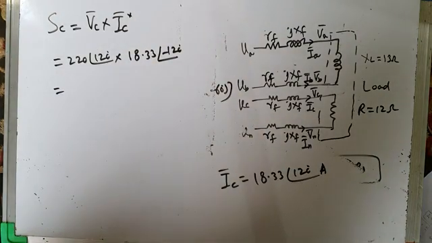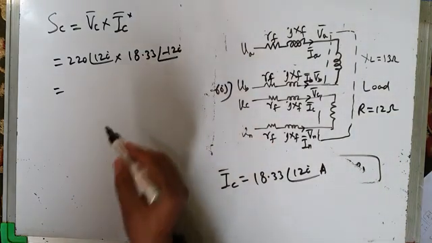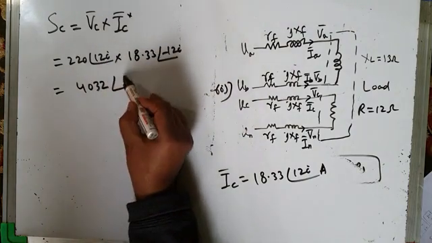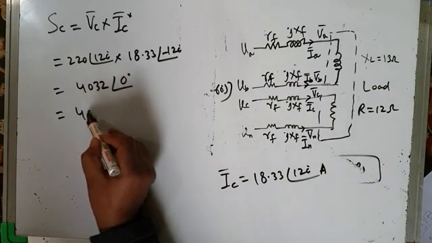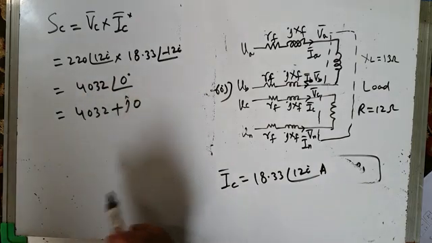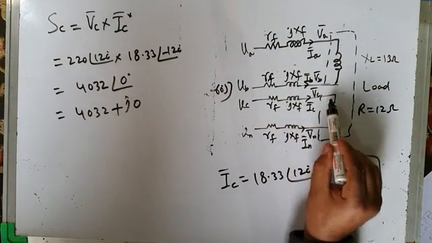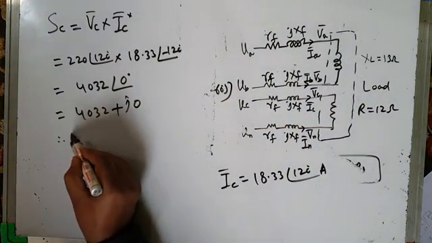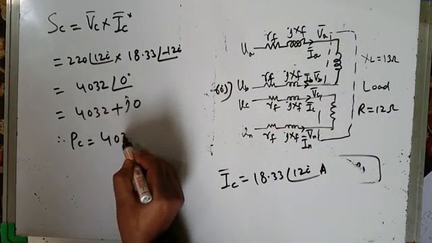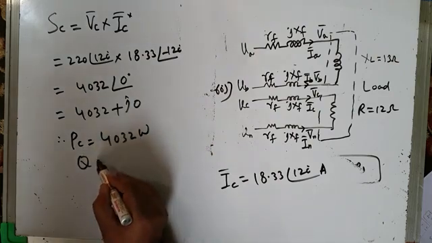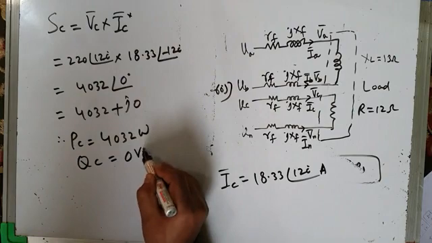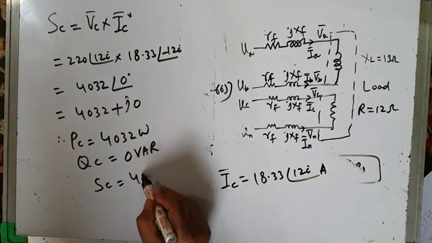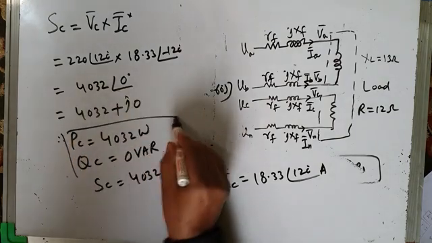How much is that? That will come out to be 4032 at an angle of plus 120 minus 120, which is 0. So that will come out to be 4032 plus j0. That means phase C is carrying only active power, no reactive power, and that is true also because there is no inductance connected here. So what is active power of phase C? It is 4032 watts. Reactive power of phase C is 0. And apparent power of phase C is same as active power, 4032 VA. So that was about phase C.